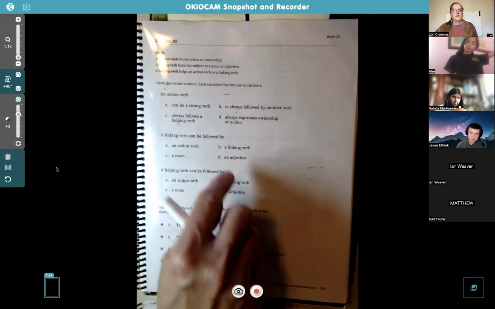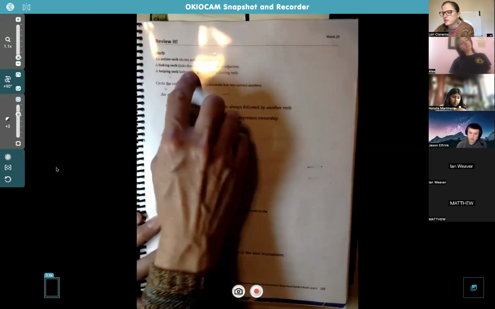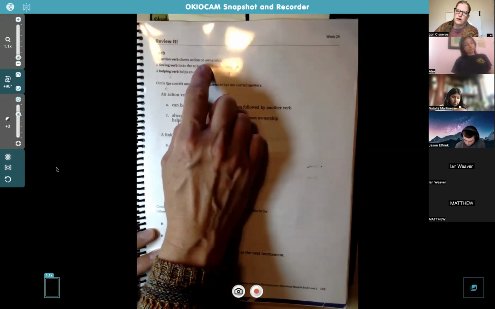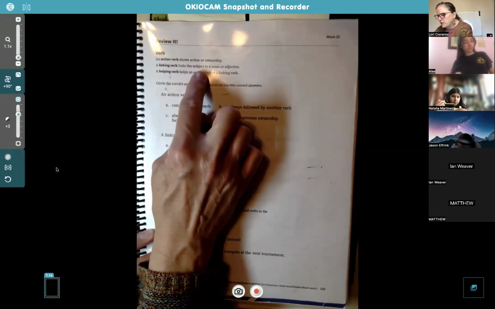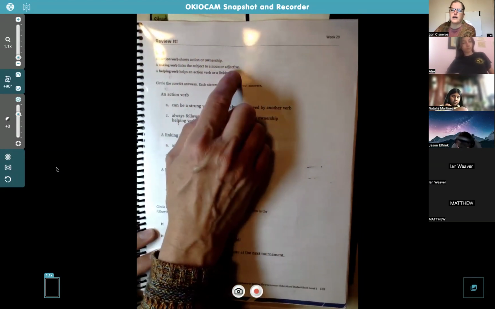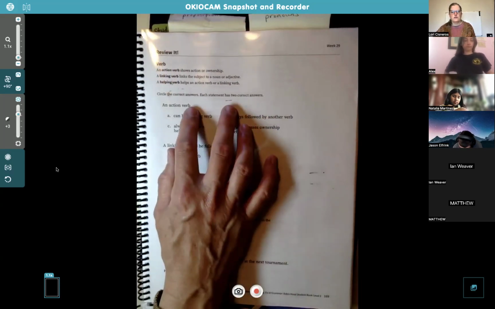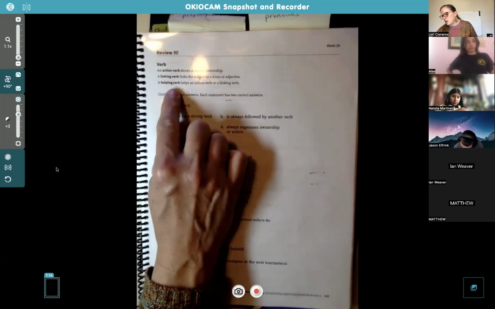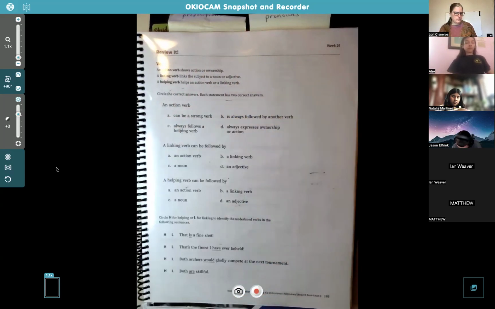There are three different types of verbs that we use in English. One of them is an action verb, and that shows action. We already know what that one is. A linking verb links the subject to a noun or adjective. Okay, that's what a linking verb's job is. A helping verb helps an action verb or a linking verb.